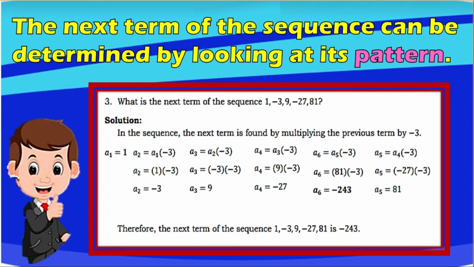A sub 4, multiplying a sub 3 by negative 3, so a sub 3 is 9 times negative 3, which is equal to negative 27. A sub 5, a sub 4 times negative 3, that's equal to negative 27 times negative 3. So a sub 5 is equal to 81. A sub 6, multiply a sub 5 by negative 3, so 81 times negative 3 is negative 243. So the next term, I think we are looking for the sixth term, a sub 6. Therefore, the next term of the sequence 1, negative 3, 9, negative 27, 81 is negative 243.